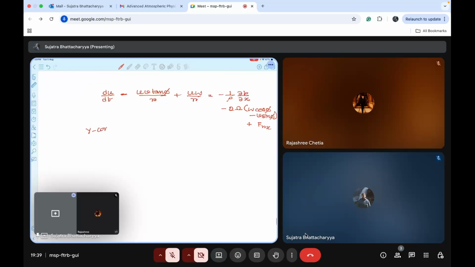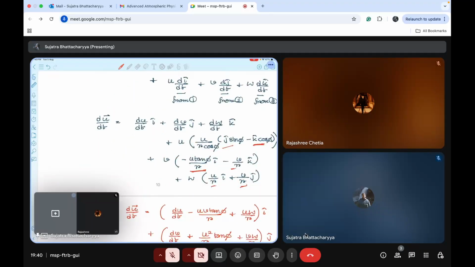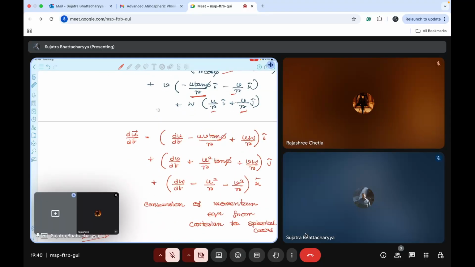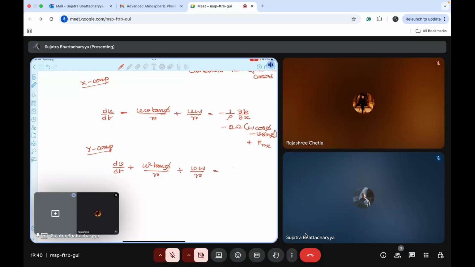Y component: dv/dt plus u square tan phi by r minus vw by r is equal to minus 1 by rho delta p delta y minus 2 omega u sin phi, and Fry, the friction. With vw by r, it will be plus, I guess. Check it once.